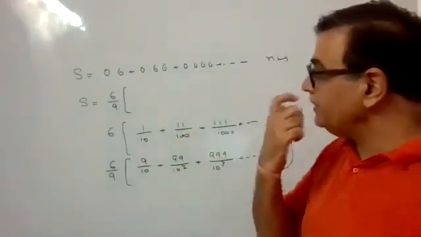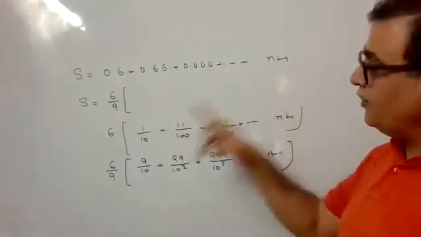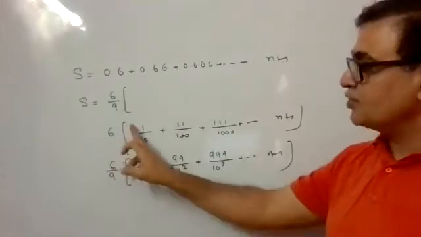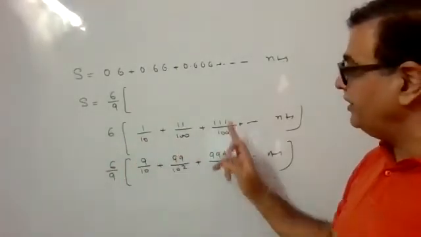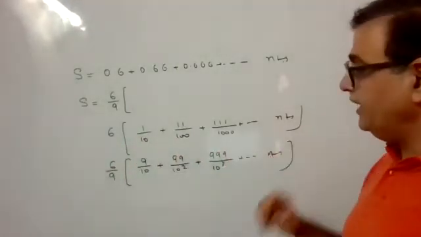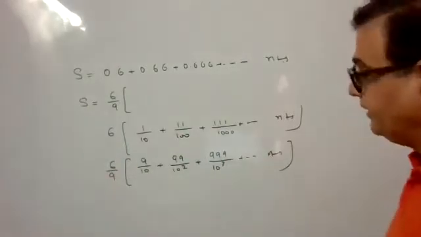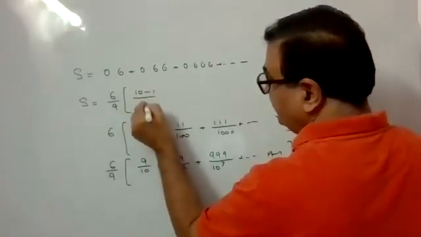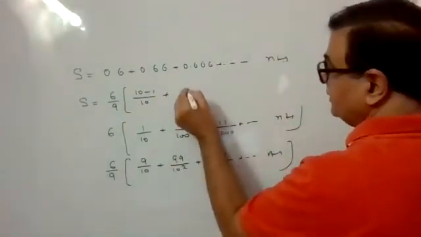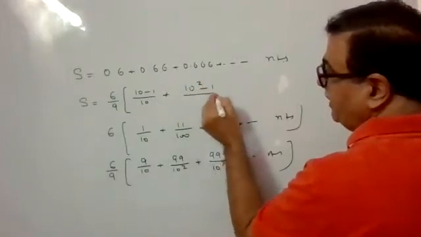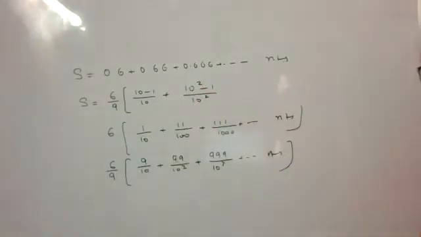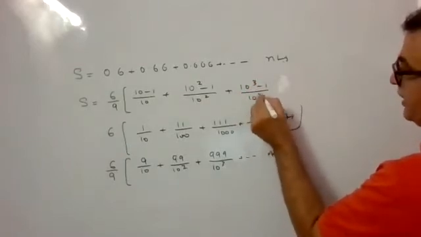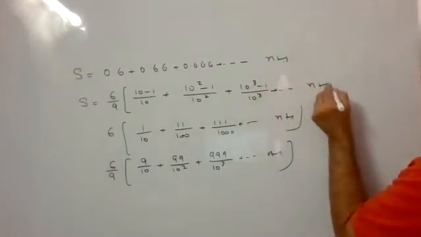Yes, so what we have done: 0.666... so first take 6 common, the first decimal to be removed, and then 6 common. So 1 by 10, 11 by 100, 111 by 1000 till n terms, then multiply and divide by 9. And this 9 I can write as (10 minus 1) by 10. This has come out to be (10 square minus 1) by 10 square. Then (10 cube minus 1) by 10 cube till n terms, common.